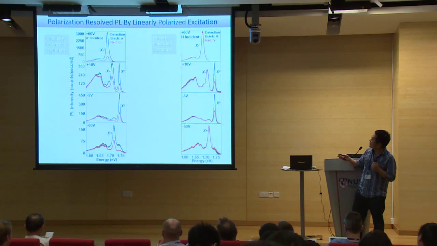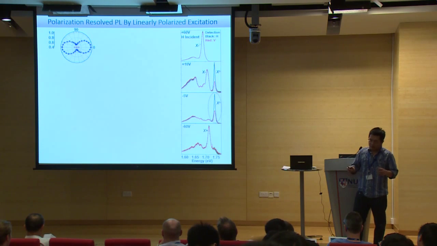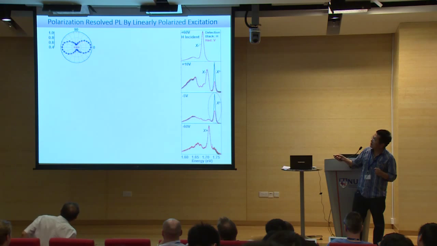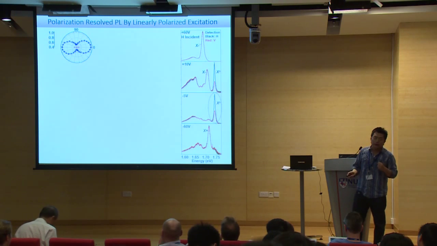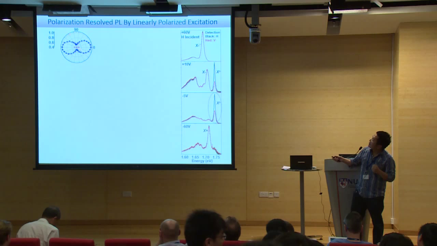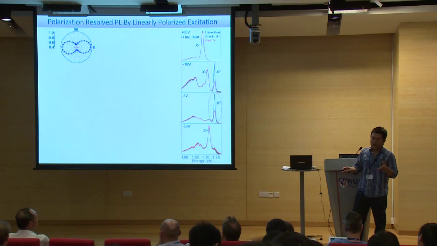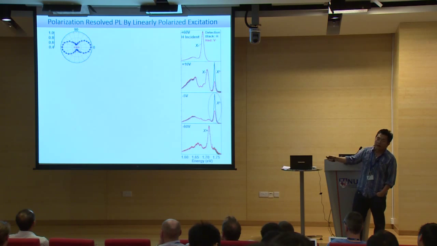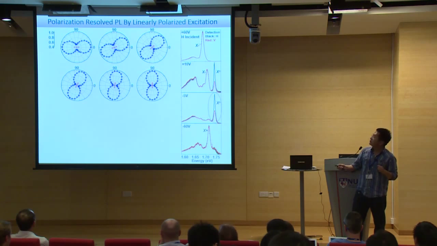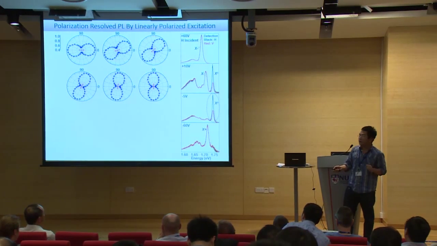So let me first walk you through what this neutral exciton means. For the neutral exciton, what I show you here is this polar plot. It means I plot the PL intensity of neutral exciton as a function of detection angle. And then in the center, this red arrow shows the polarization of incoming light. And for this polar plot, the polar axis basically indicates the polarization of emitted photons. And you can clearly see the emitted photons have the same polarization as incoming excitation photons. So I start to rotate the polarization of excitation photons, and you can see that the PL polarization also rotates, basically following the incoming photons.